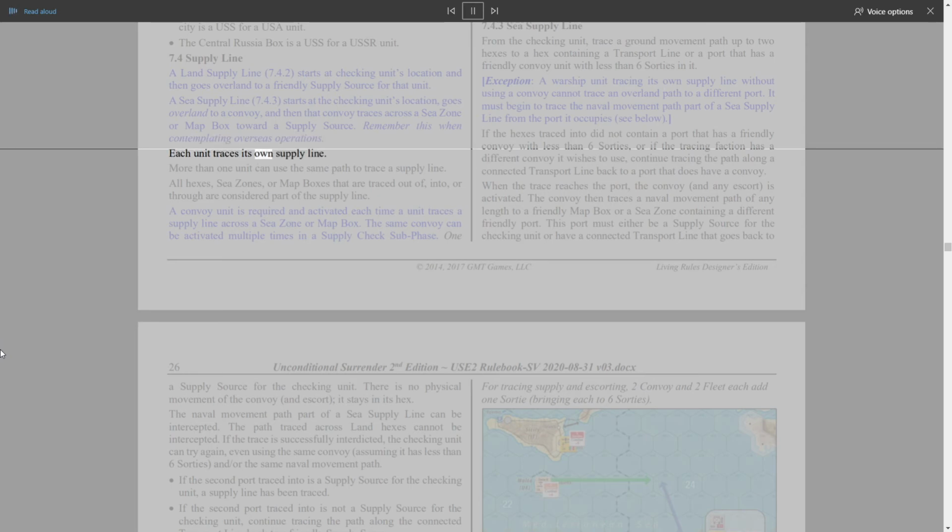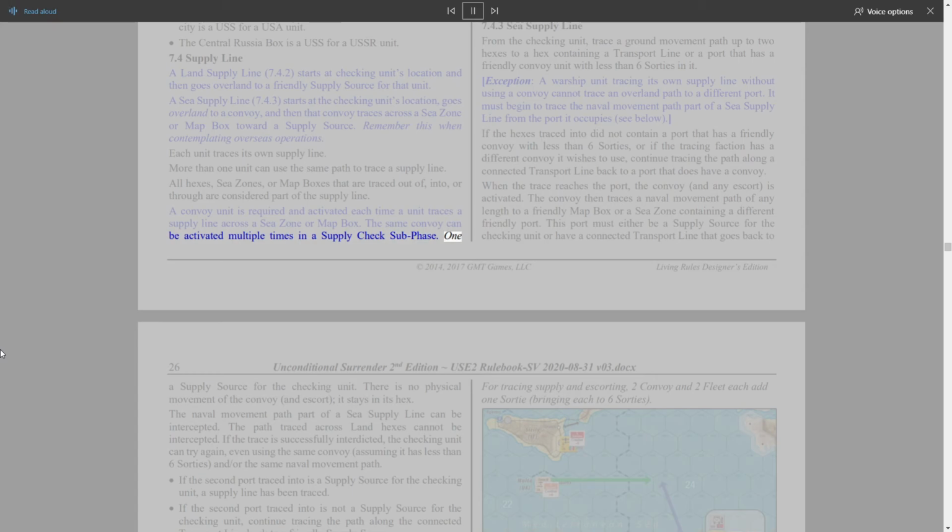Each unit traces its own supply line. More than one unit can use the same path to trace a supply line. All hexes, sea zones, or map boxes that are traced out of, into, or through are considered part of the supply line. A convoy unit is required and activated each time a unit traces a supply line across a sea zone or map box. The same convoy can be activated multiple times in a supply check subphase.